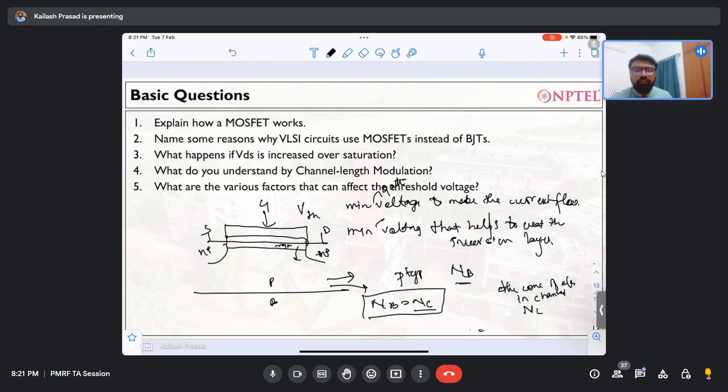Now the question is, what are the factors that will affect the threshold voltage? You have said that this is the minimum voltage required to create the inversion layer or make the current flow. What are the factors which will affect the threshold voltage? Very standard interview question. Doping profile of MOS substrate and also the source and drain. Trap charges available in the oxide. Source to bulk voltage, VSB. What else?